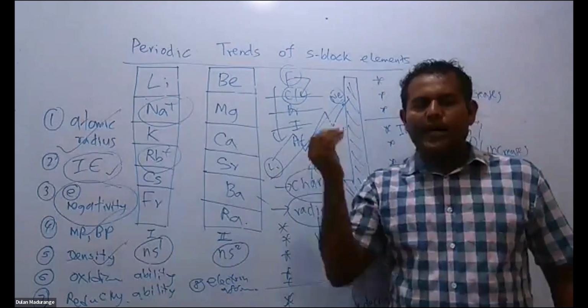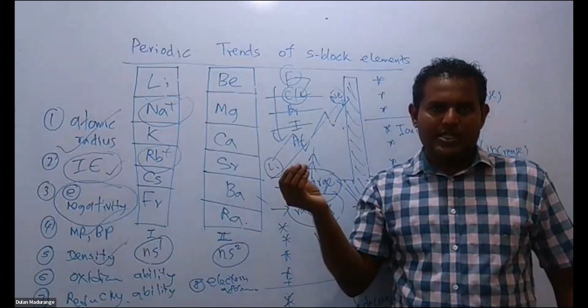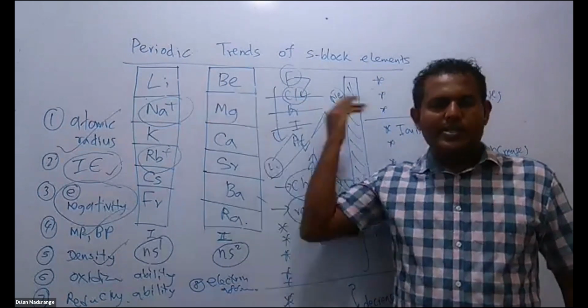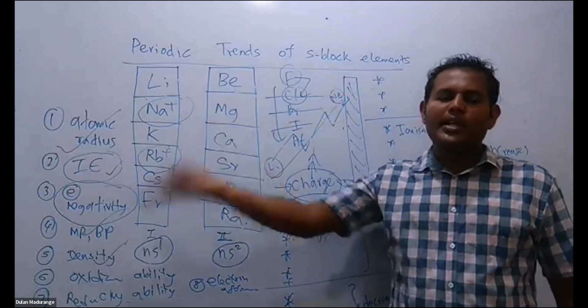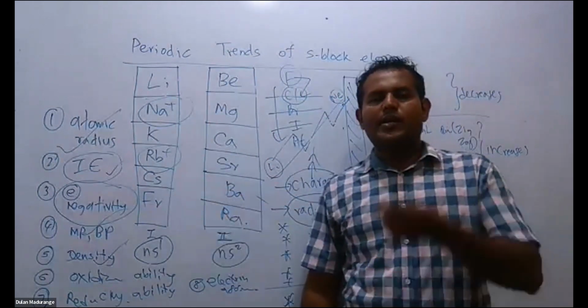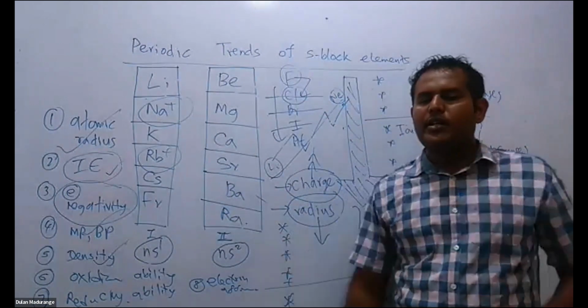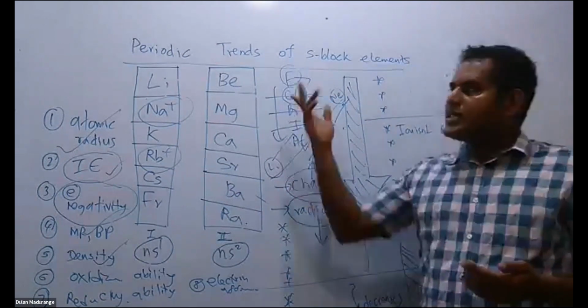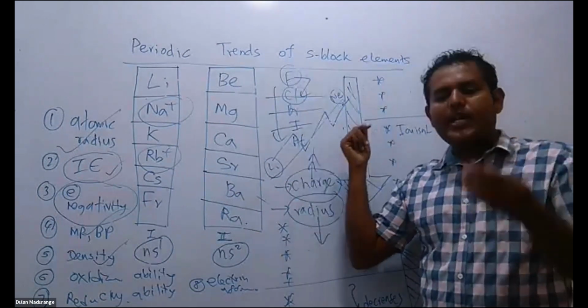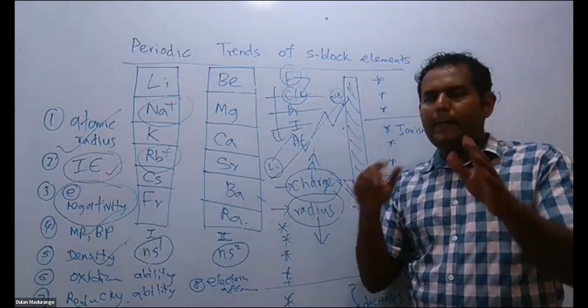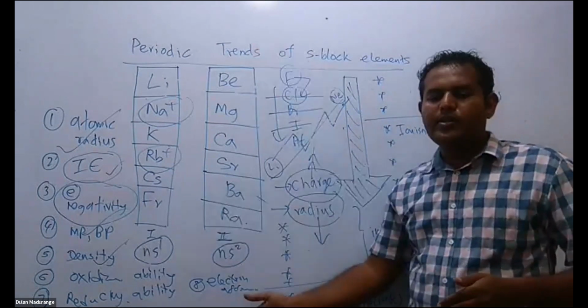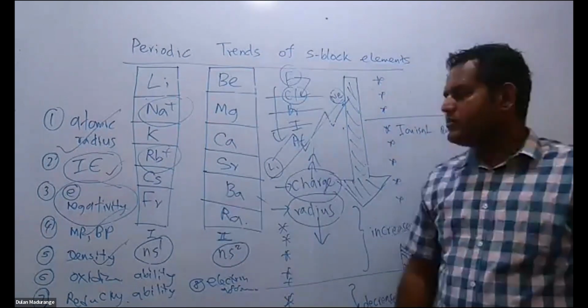The ability to act as an oxidizing agent will get increased. So at the same side, you can say reducing ability decreases. They are inverse. When oxidizing ability is getting increased, the reducing ability is getting decreased. Now downwards group, what can you see?